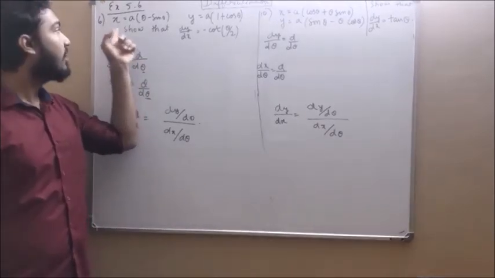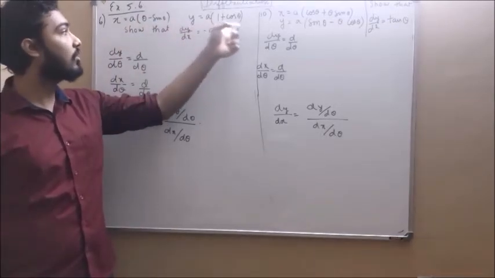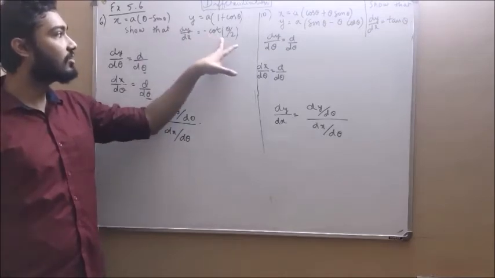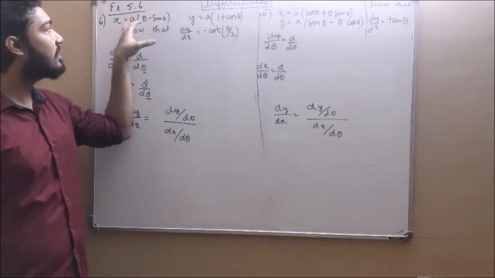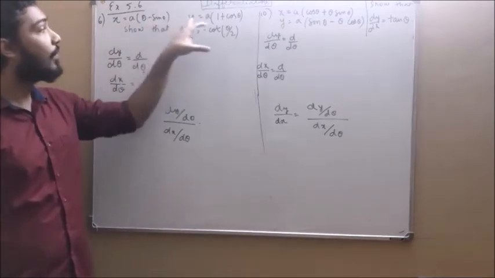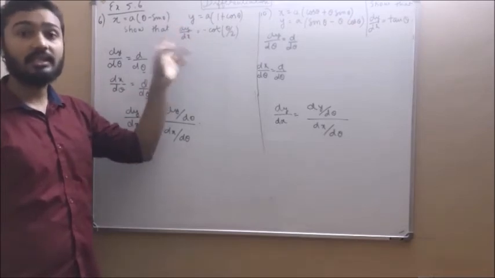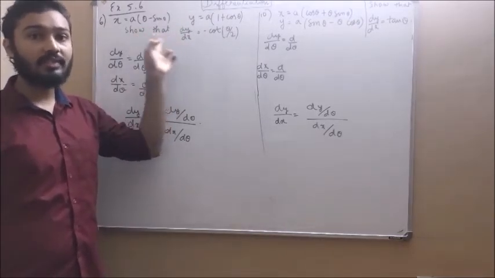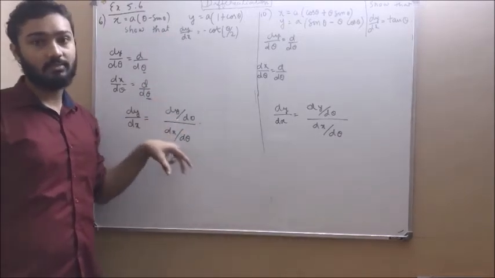Sixth question. X equal to a into theta minus sin theta, y equal to a into 1 plus cos theta. We have to show that dy by dx is nothing but minus cot theta by 2. Now x is in terms of theta, y also is in terms of theta. Both x and y are in terms of theta. Here theta forms a parameter. Theta is nothing but the third variable. Then what is dy by dx? Dy by dx is nothing but dy by d theta divided by dx by d theta.